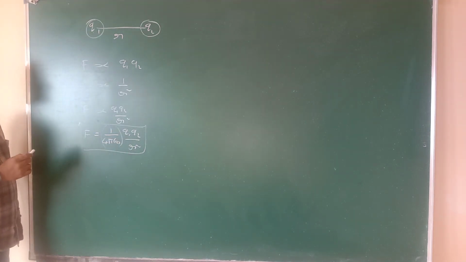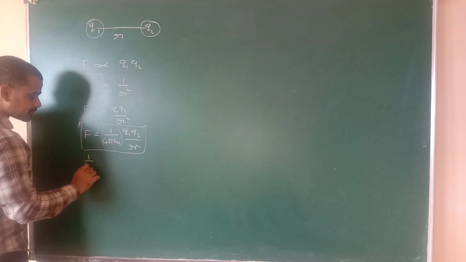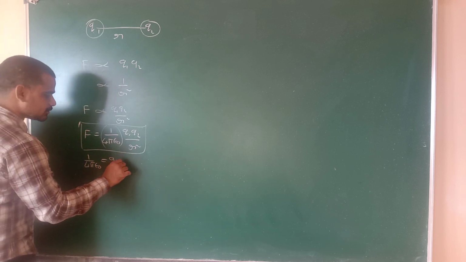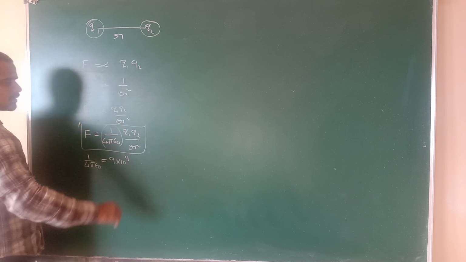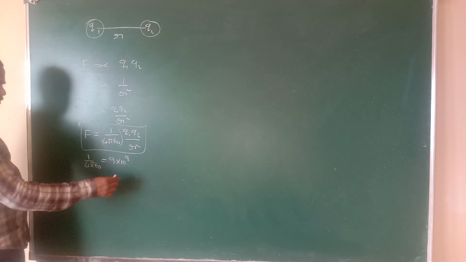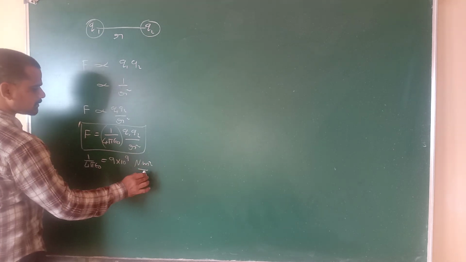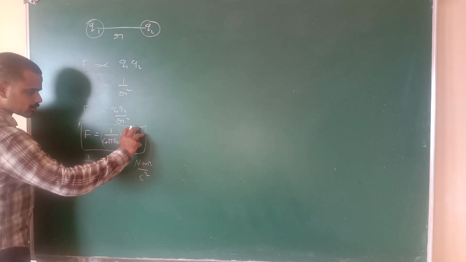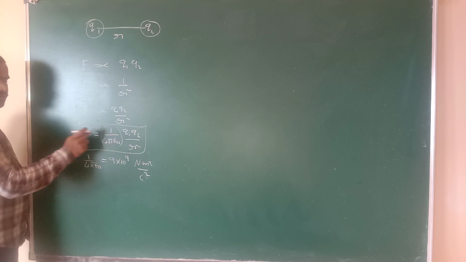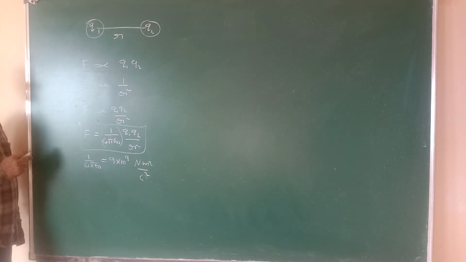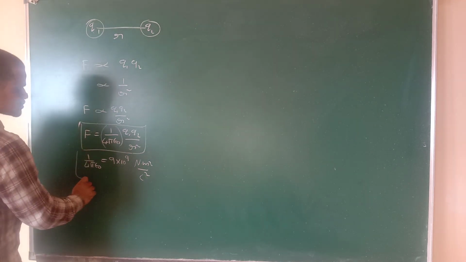What is this 1 by 4 pi epsilon naught? It's a constant. Remember its value: 1 by 4 pi epsilon naught is 9 into 10 power 9. You can write the units also: Newton meter square per coulomb square. Bring this term to the left side: force into R square equals 9 into 10 power 9 Newton meter square per coulomb square. This is the constant here.